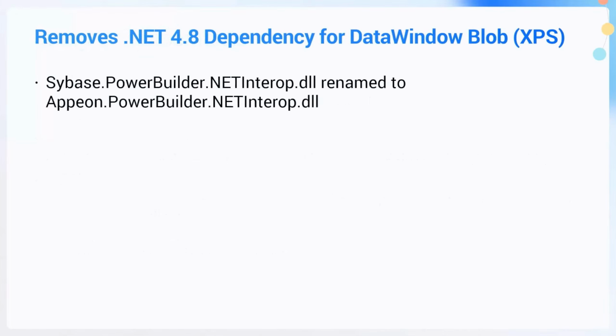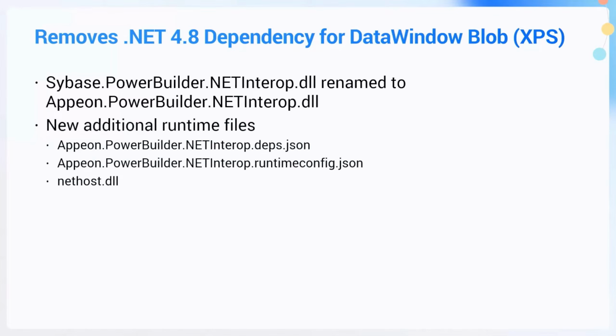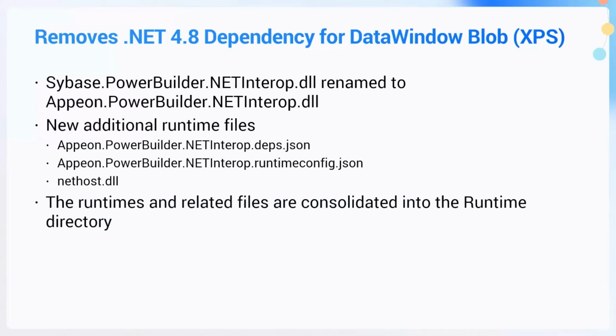The .NET 4.0 dependency has been removed, and the Sybase.PowerBuilder.net interop DLL has been renamed to Appian.PowerBuilder.net interop.dll. In addition, there are new runtime files: Appian PowerBuilder.net interop steps JSON, Appian PowerBuilder.net interop runtime config JSON, and nethost DLL. In addition, those runtime files have been moved into the runtime directory.